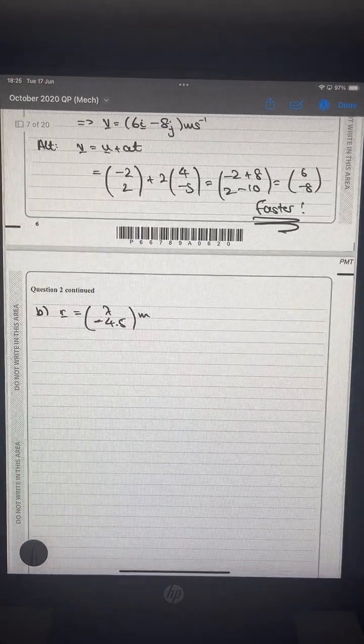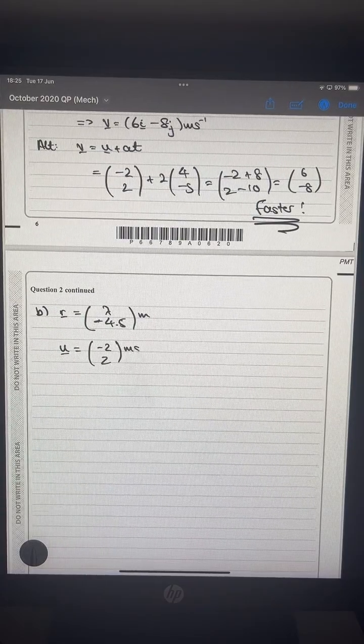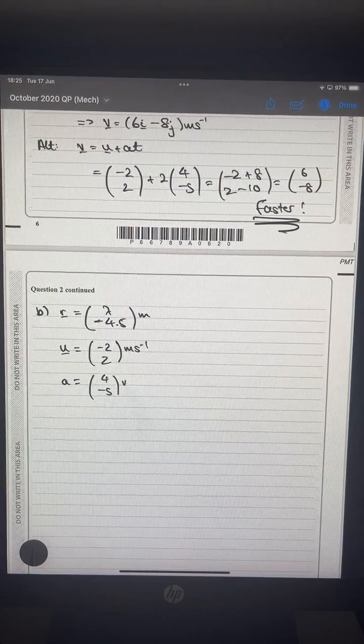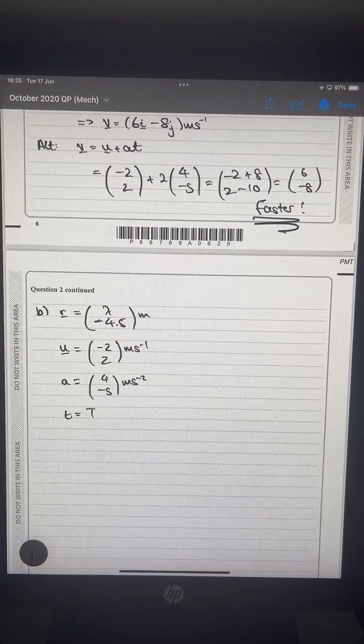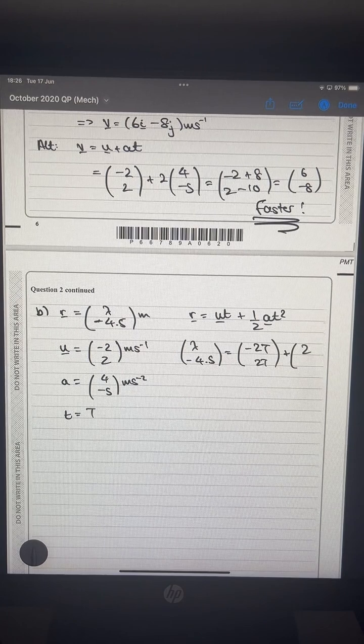So writing down my values, s is given, or r. u is equal to negative 2 meters per second. v we don't have, but we don't need. Acceleration is 4, negative 5 meters per second squared, and the time is t. The equation that links these is r equals ut plus half at squared. Subbing in, we have lambda, minus 4.5 equals minus 2t plus half at squared, which is plus 2t squared, minus 2.5t squared. Does this make sense so far?